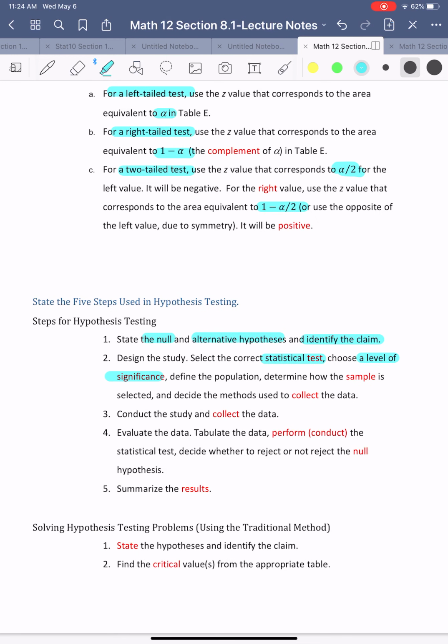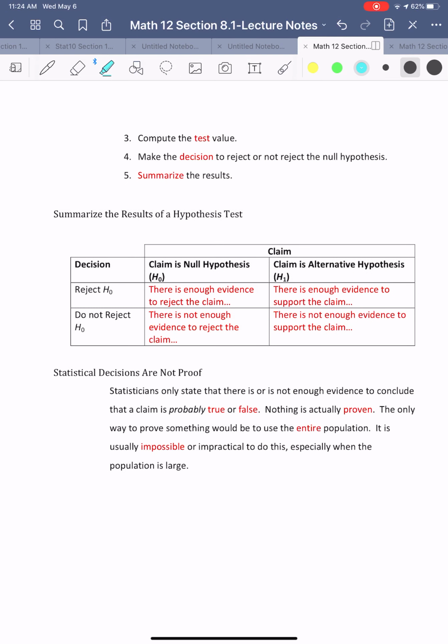So, solving a hypothesis testing problem using the traditional method: for this section, state the hypotheses and identify the claim. First, you need to find the critical value, and then compute the test value, and then make the decision to reject or not reject the null hypothesis, and summarize the results. All right.